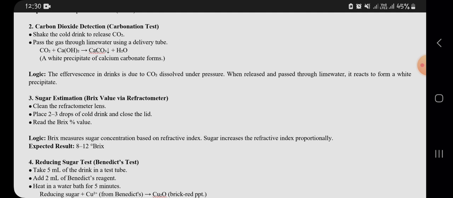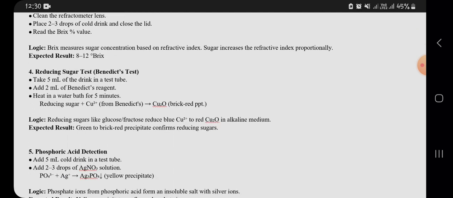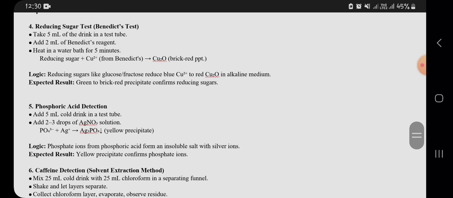Reducing sugar test, which is Benedict's test. Take 5 ml of the drink in a test tube, add 2 ml of Benedict's reagent, heat in a water bath for 5 minutes. Its logic is reducing sugars like glucose or fructose reduce blue copper to red copper oxide in alkaline medium. Expected result is green to brick red precipitate, which confirms reducing sugars.